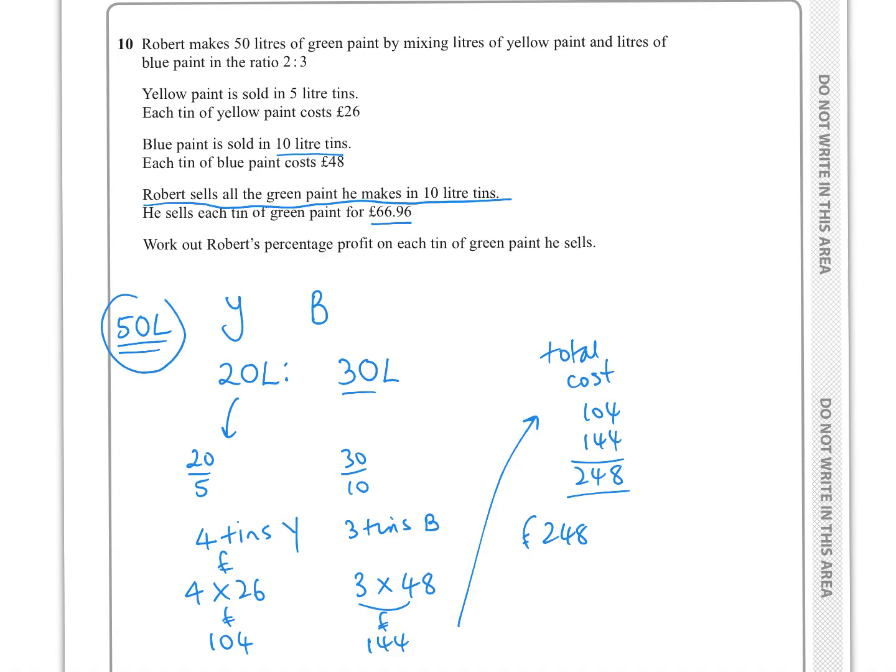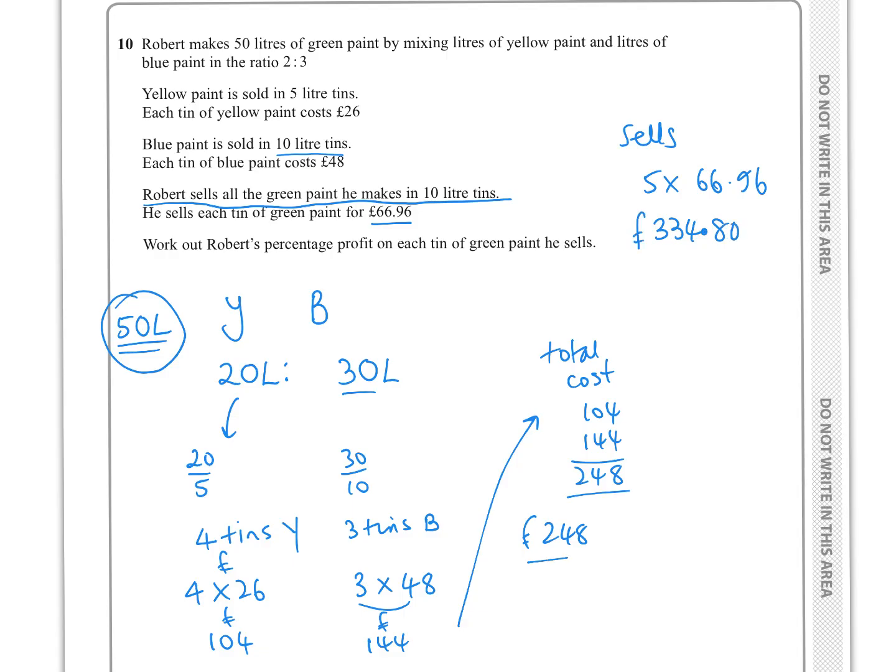So don't forget he had 50 litres, that's 5 of those. So he sells it for 5 times 66.96. So on the calculator, that's 5 times 66.96, which is £334.80.